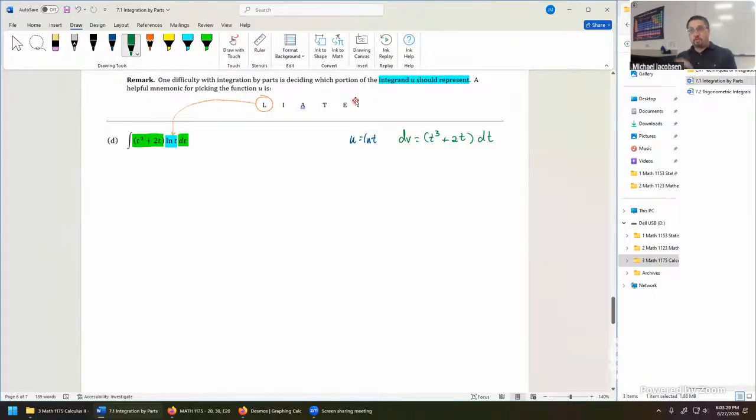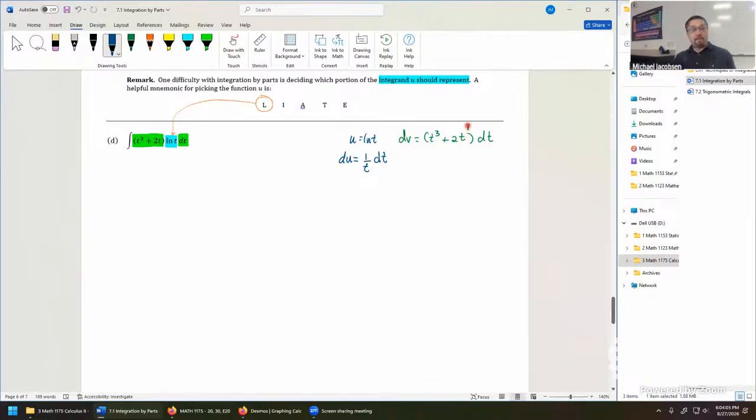So aside from the acronym, the other way people like to think about this is a good way to pick u is when you go to find the differential, the derivative of that function should become something much simpler. The natural logarithm is a pretty complicated function, but if you take the differential, du, you just get 1 over t dt. That tells us we're probably on the right track with this. That looks to me like it's reduced a decent amount in complexity. It's now a power function, t to the power -1.